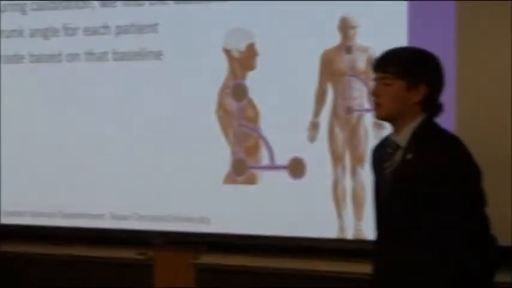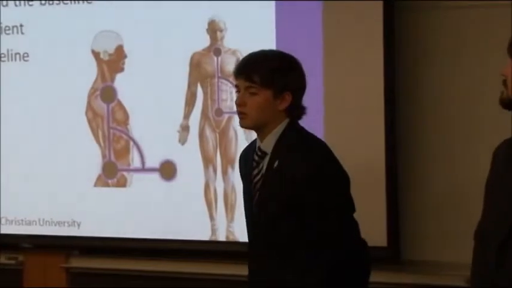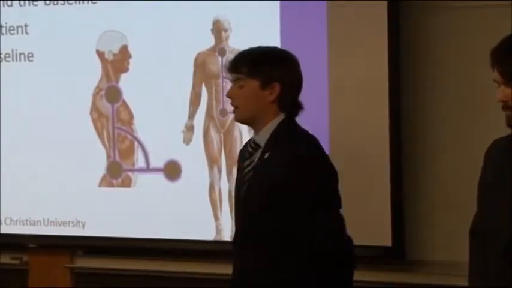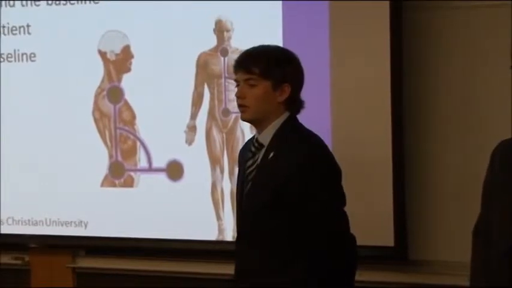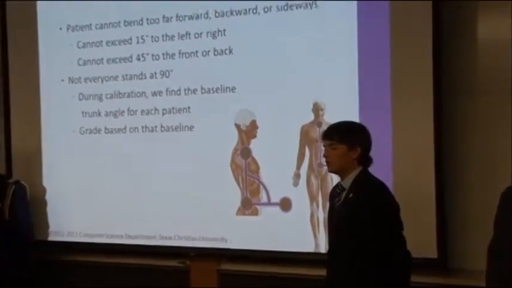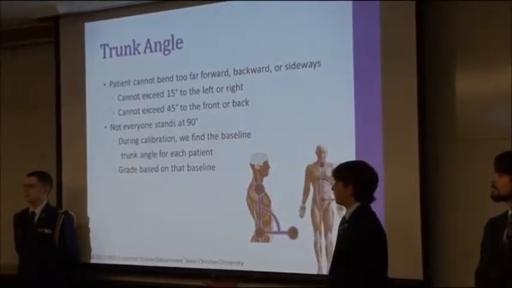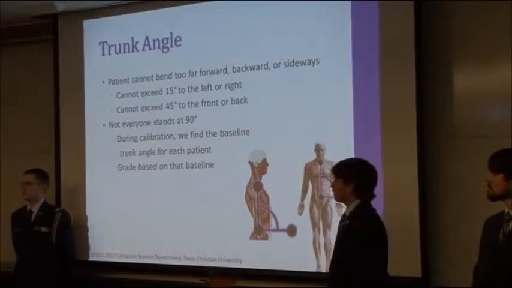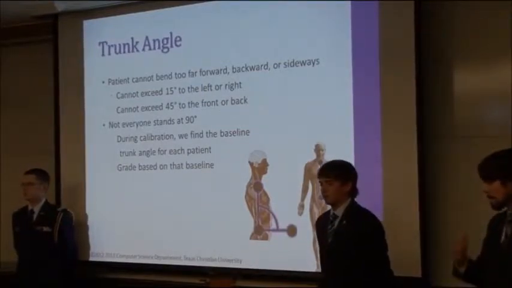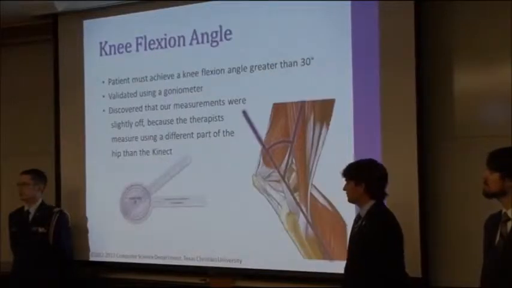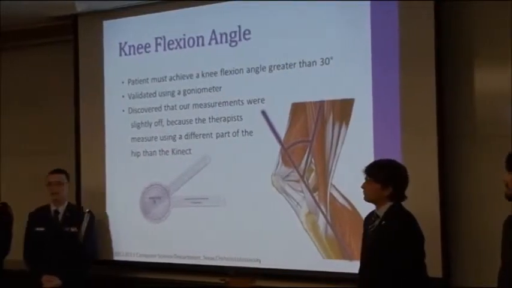Another standard that the patient must adhere to is proper trunk angle during the course of the exercise. They cannot have a greater than 15-degree change from their baseline to the left or to the right, or a 45-degree change from forward to backwards. Since not everybody stands at a perfect 90-degree angle, during the calibration phase we need to get the baseline trunk angle so that we have a baseline to measure from. The last standard that we test is the knee flexion angle.